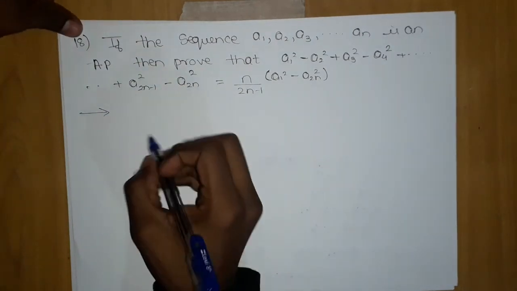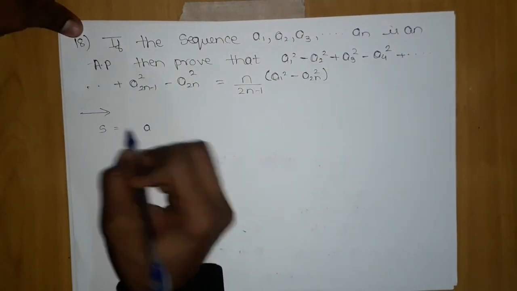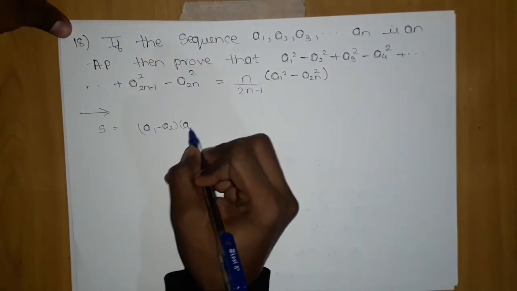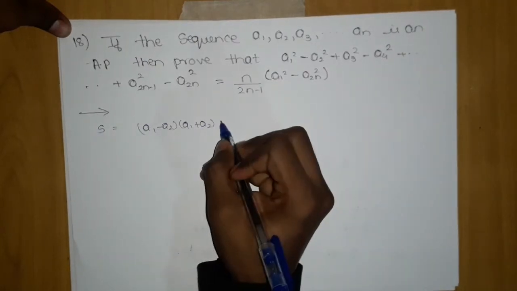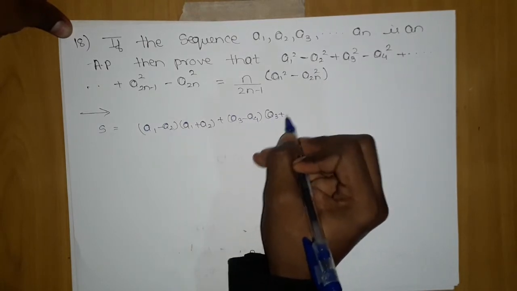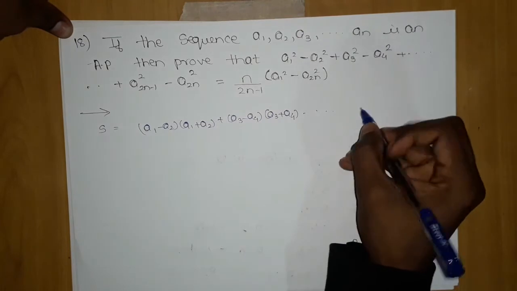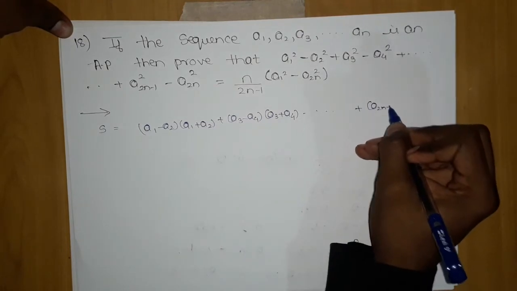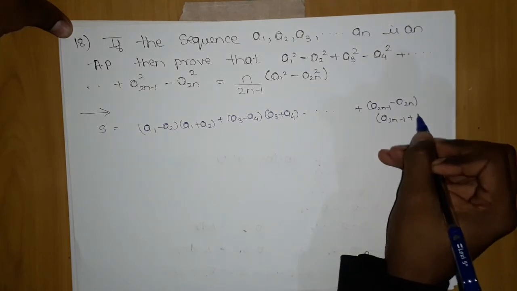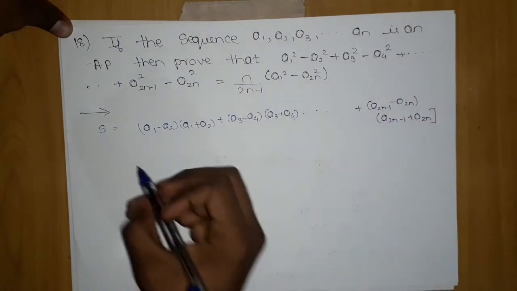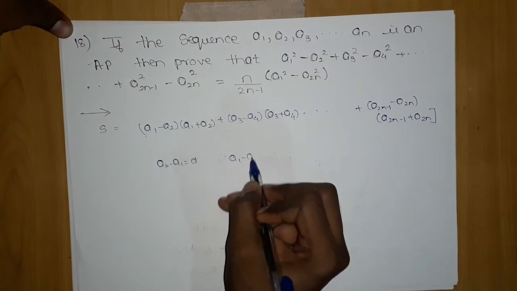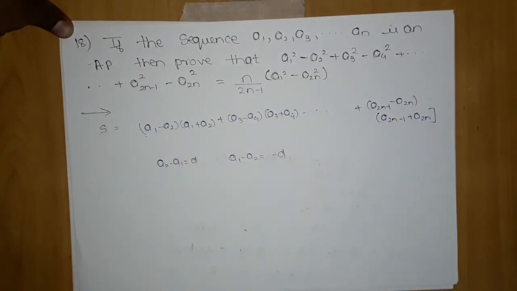The first thing we can see is that this sequence, let it be S, has terms of the form a square minus b square, so I can write (a1 minus a2) into (a1 plus a2), then (a3 minus a4) into (a3 plus a4). Similarly, if I move on till the end, I have (a(2n minus 1) minus a(2n)) into (a(2n minus 1) plus a(2n)). If a2 minus a1 is d, then a1 minus a2 is minus d. So we got this.